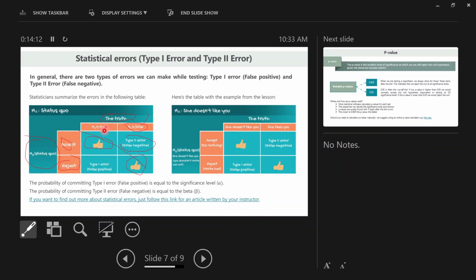So we have an example here, the truth and the status quo. When the null hypothesis is true, we have type 1 error and type 2 error. I want you to understand how they come. Type 1 error comes whereby you reject the null hypothesis when it is true. Are we together? Type 1 error, which is also called false positive, is when you reject the null hypothesis when it is true. It is here.